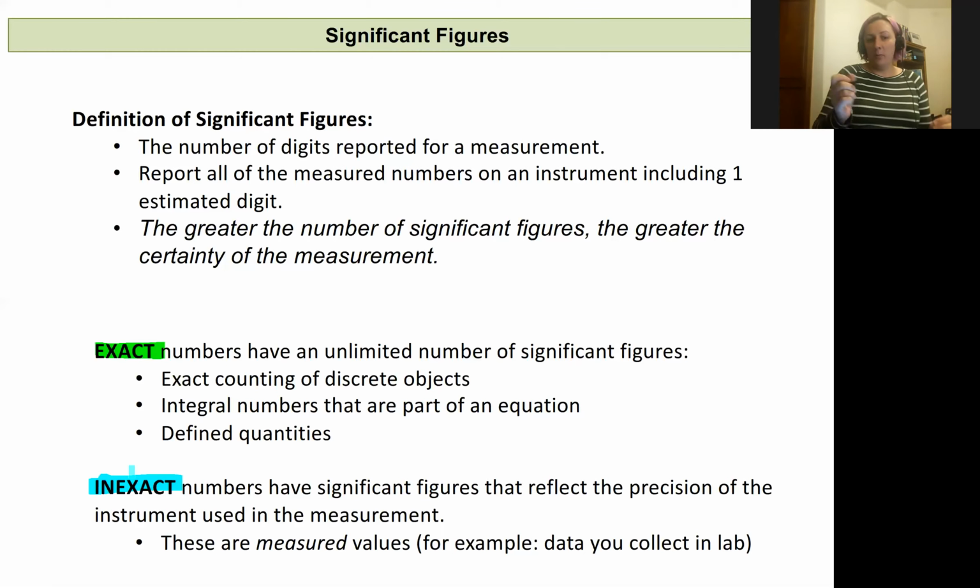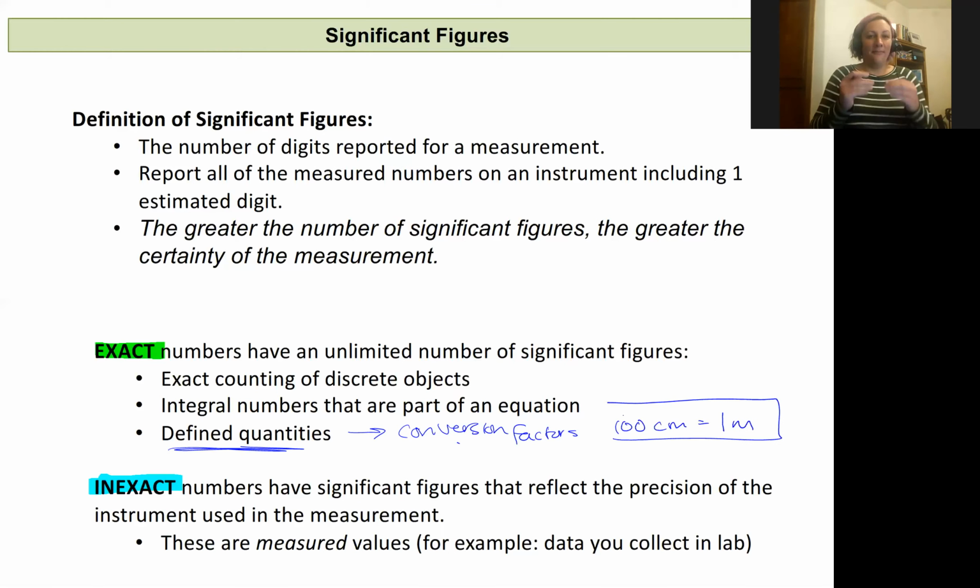And then the other one, the one we'll use probably the most, is defined quantities. So this will include things like conversion factors. If I say there's 100 centimeters in each meter, I am defining 100 centimeters by another unit of measurement. And so this 100 and this 1 are going to be exact numbers in that definition. And so I won't care about the significant figures in that conversion factor.